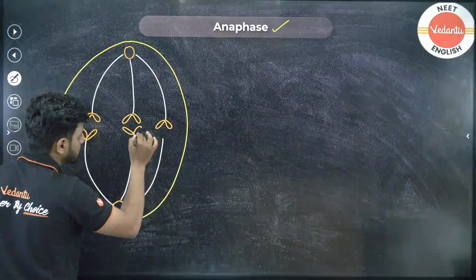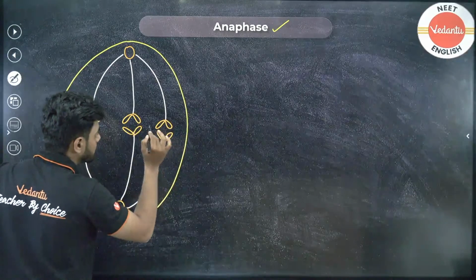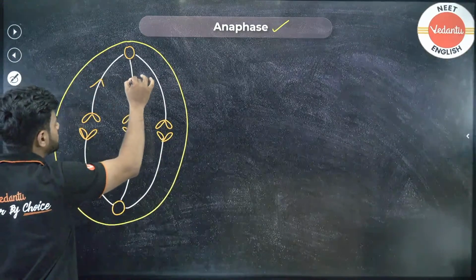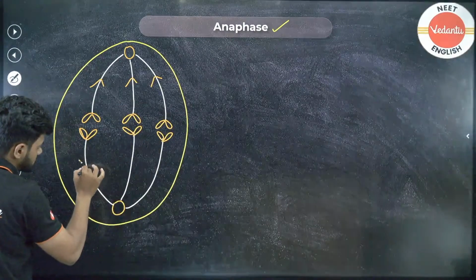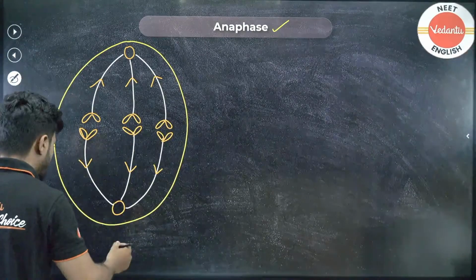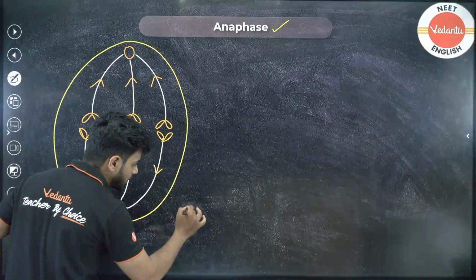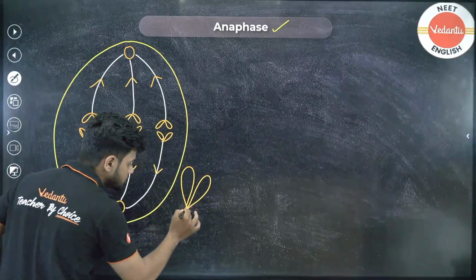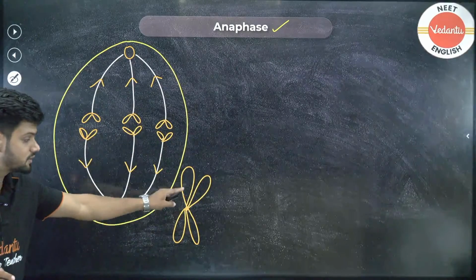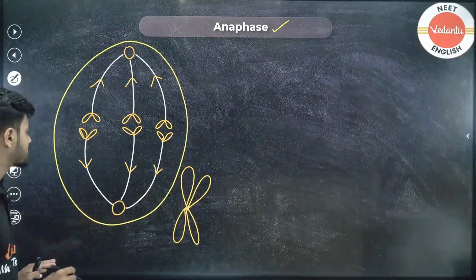Can you see? All the chromosomes are splitting and they are being pulled towards the opposite poles. That is, this was your chromosome till now, a chromosome with 2 sister chromatids.